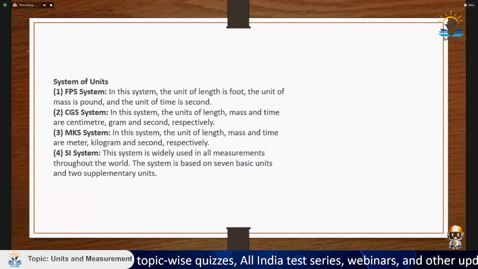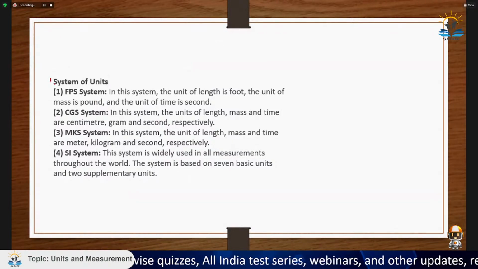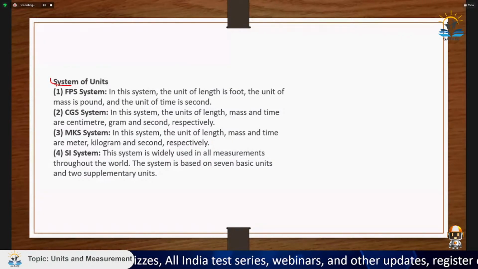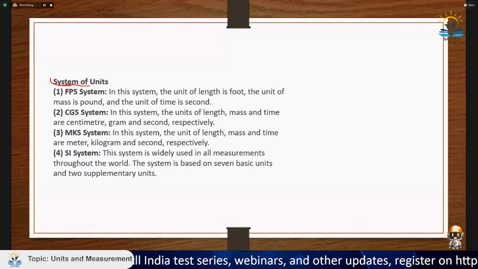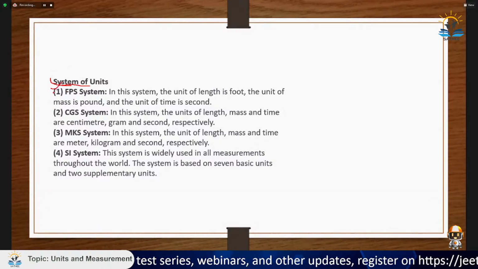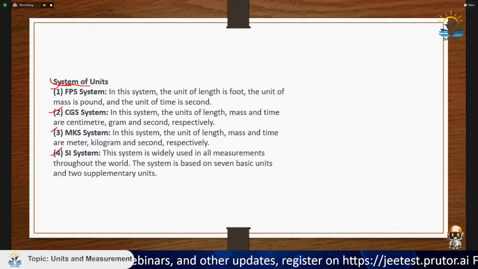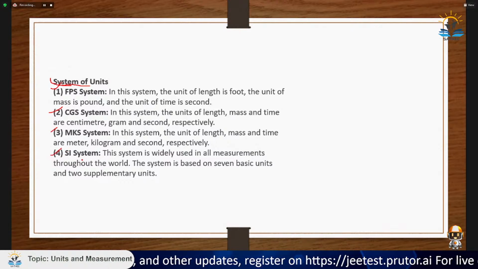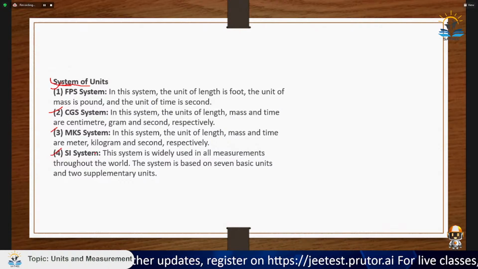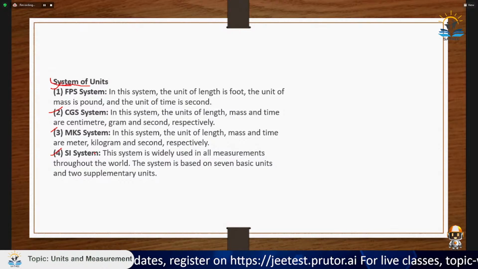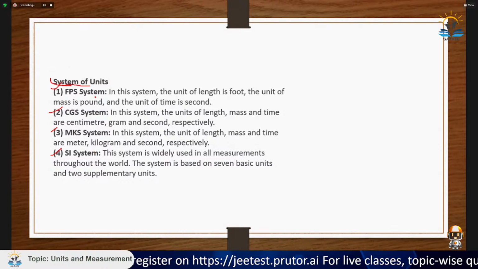Then coming on to this, which is very important: the system of units. Basically, there are four types of systems: FPS system, CGS system, MKS system, and SI system. Among these, the most useful is the SI system, which you will be using in your entire physics. So the SI system is the most important one. Now discussing one by one.